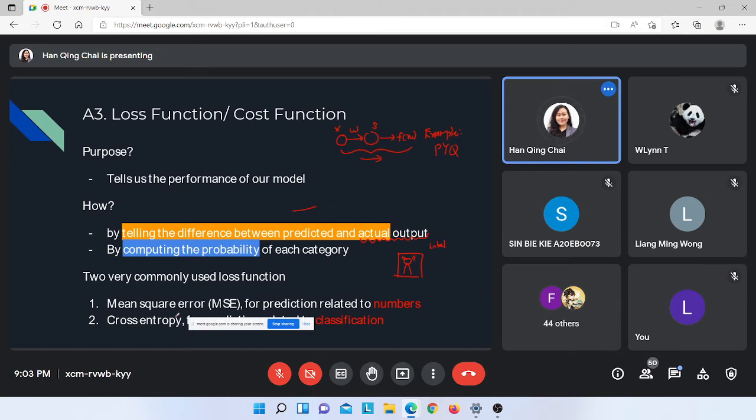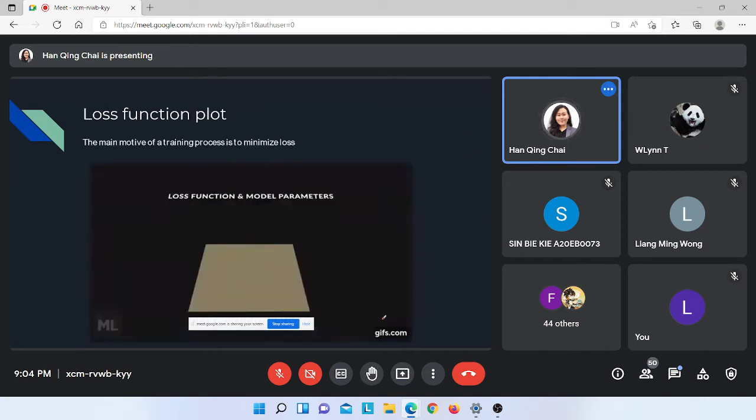So two of the very commonly used loss functions, like discussed earlier, we're going to focus on MSE and cross entropy. The difference, you just have to know that the mean square error, MSE, is for predictions related to numbers, whereas the cross entropy is for predictions related to classifications. Okay, so let's look at this part.